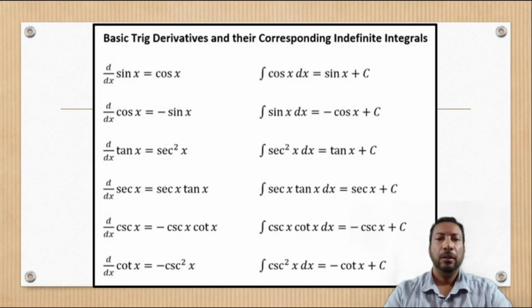And then the rest, you're not really required to know, but I'll just mention one of them. Remember, we had seen that the derivative of the tangent function is indeed secant squared. So then that means that the integral of secant squared would be the tangent function plus a constant.